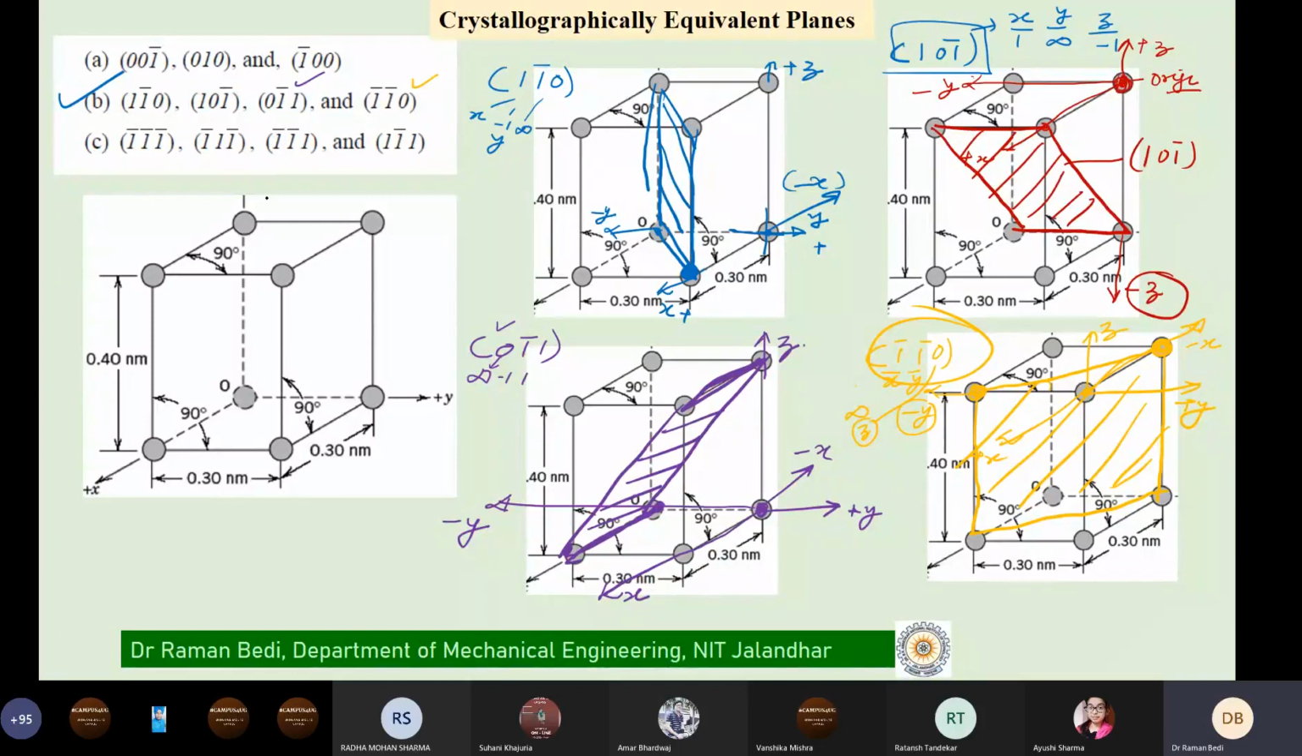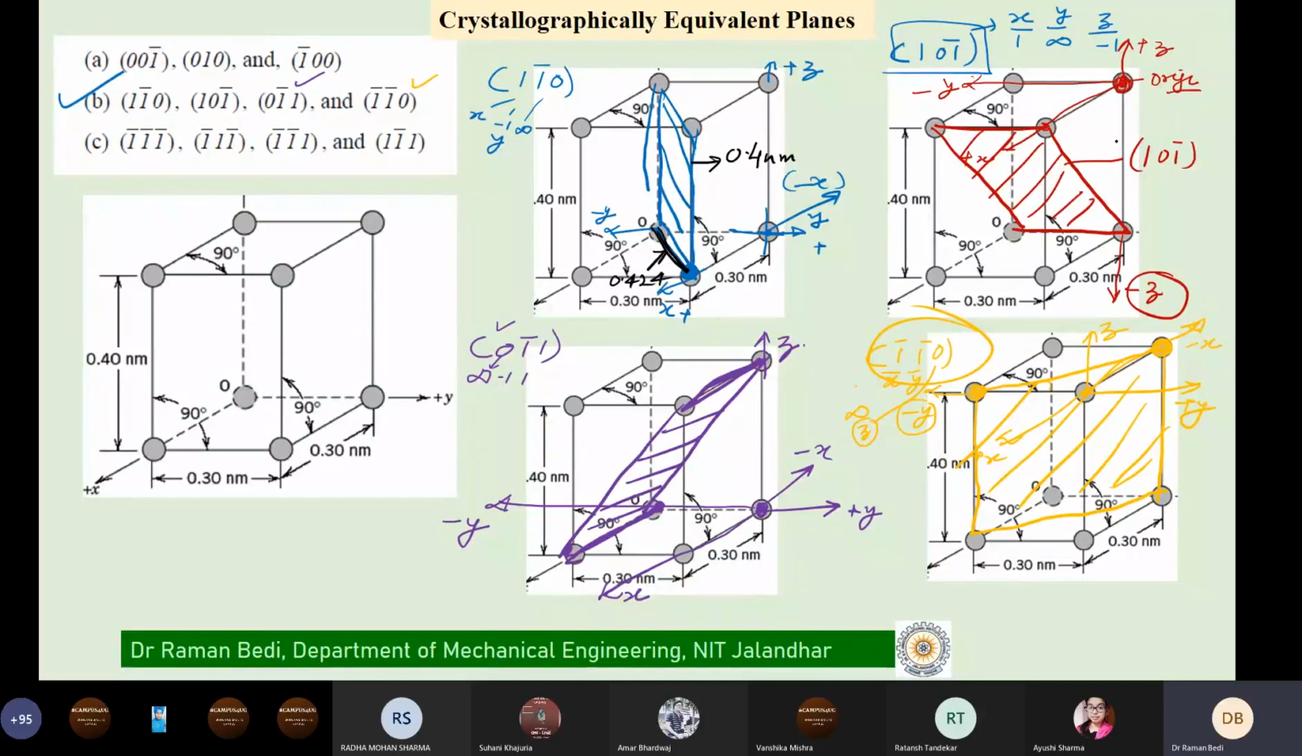So when we look at the area concept here, we can very easily see that the areas can now be found. So I have the first plane, which is given as 1 bar 0 plane. If I look at this dimension of this plane, this happens to be 0.4 nanometer. The face diagonal, which is the bottom, you can find out its dimension because it is 0.3 square plus 0.3 square, square root of this, and this value comes to 0.424. The location of the atoms is at the corners only.